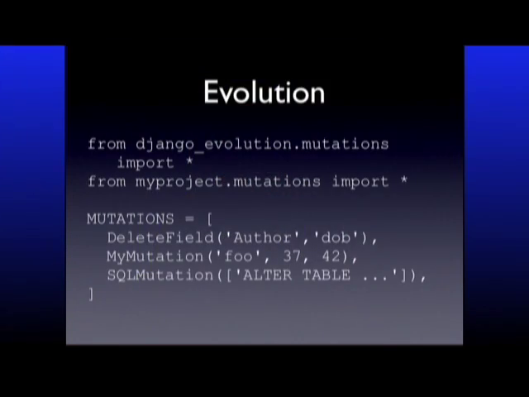So what does an evolution look like? Well, essentially just like that. This is an evolution that applies the 3 mutations that we were talking about previously. It imports some Python code, which is the built-ins and my little customized mutation class, and says, okay, in this mutation, I need to delete the field, run my mutation, run the SQL mutation. Okay, that would be one file of many. The names of those files would be in the overall evolution sequence.